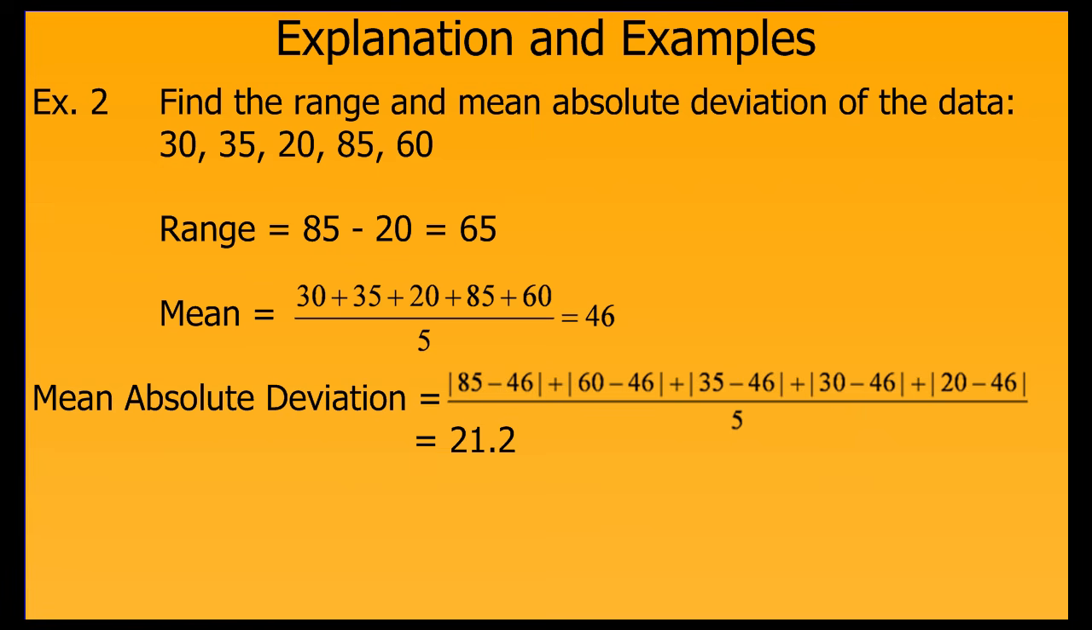Notice that when we get to 35, 30, and 20, the difference would initially be negative, but when we take the absolute value, it makes it positive. When we do all of them, add them up and divide by 5, we get a mean absolute deviation of 21.2. If we had additional data sets, we could then compare how spread out this one was compared to the others by comparing their mean absolute deviations.